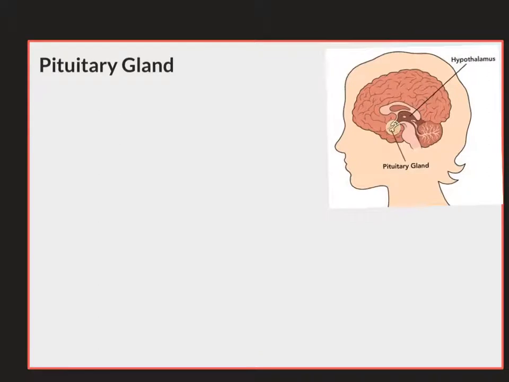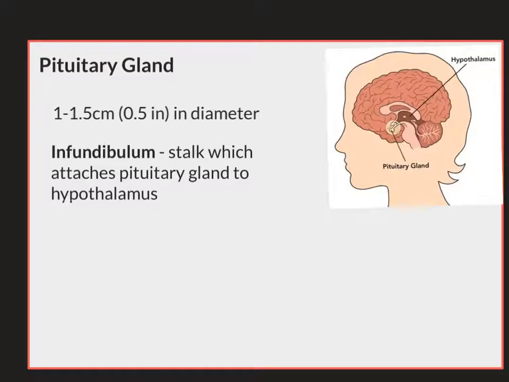The pituitary gland is a pea-shaped structure that's about 1 to 1.5 centimeters, or 0.5 inches, in diameter. It attaches to the hypothalamus by a stalk referred to as the infundibulum. The pituitary gland has 2 separate portions.